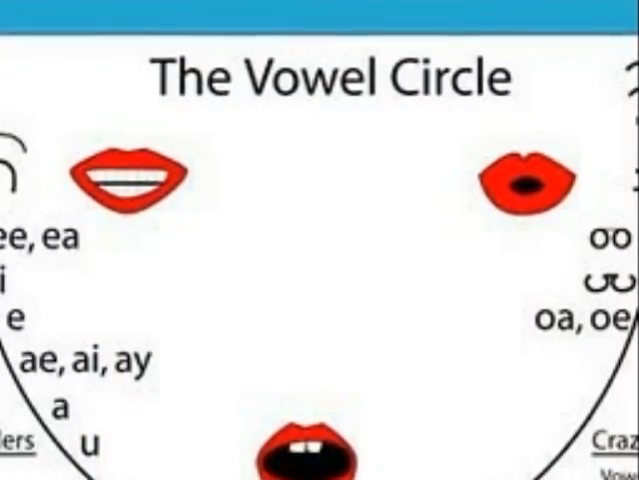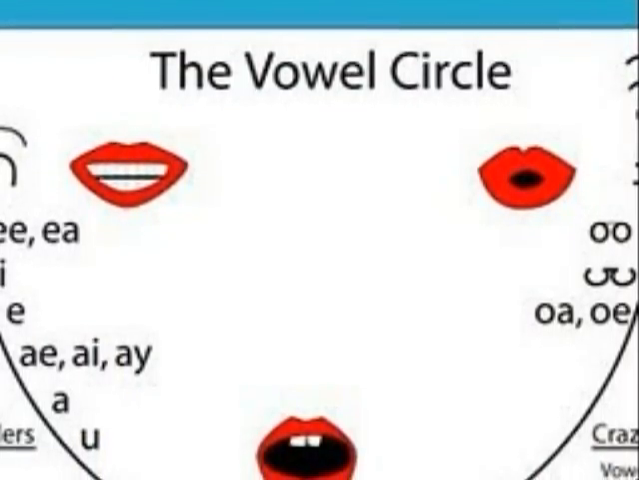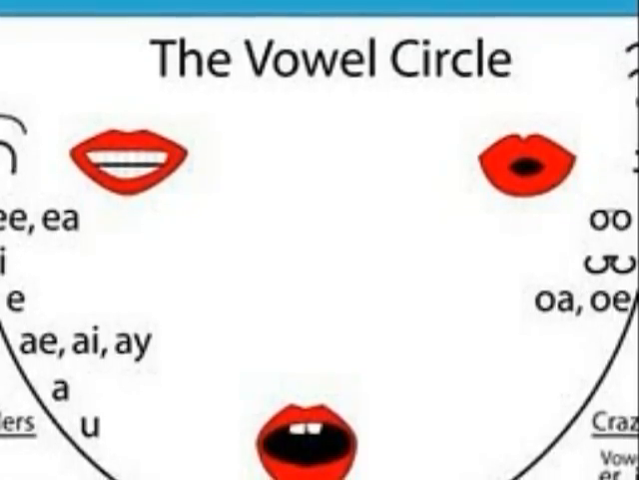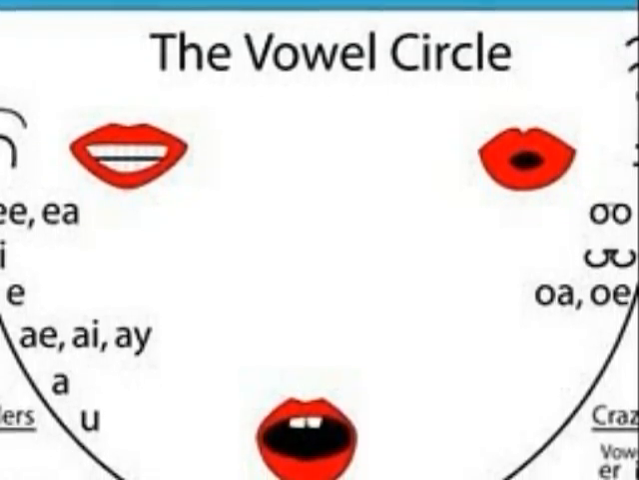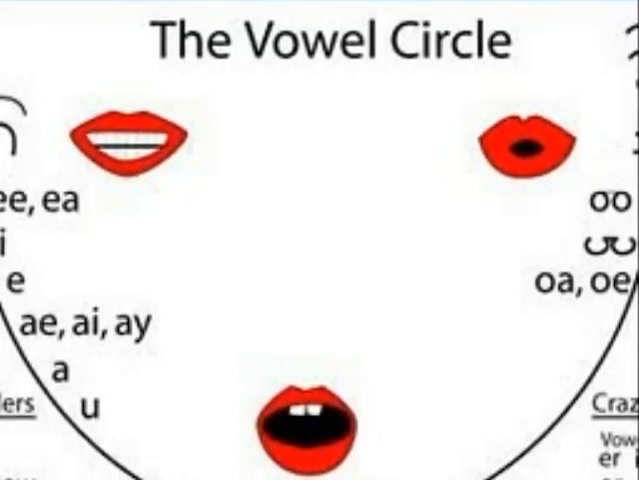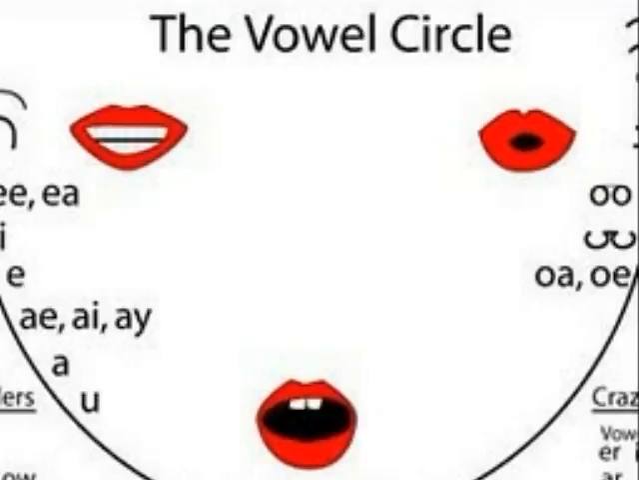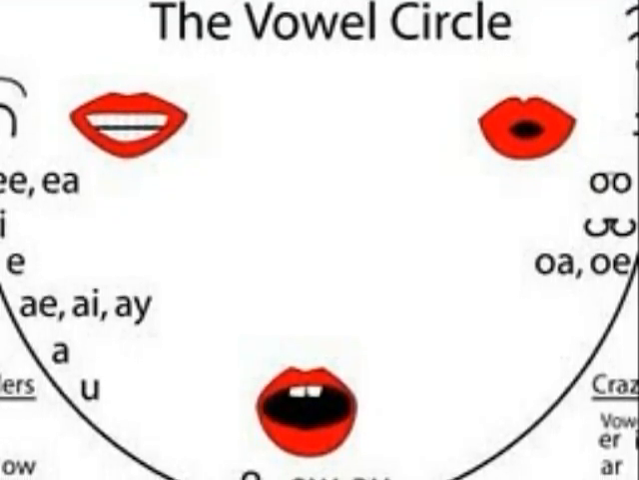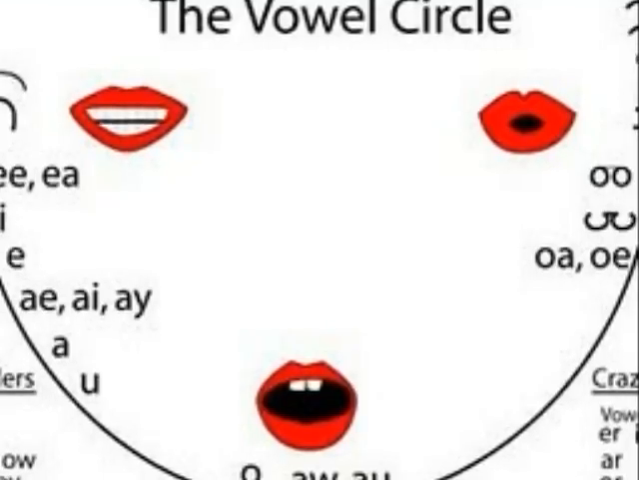This is called the vowel circle. It is used to help students recognize vowel patterns in their spelling and everyday speech. It is split up into 5 categories. The first group is the smilers. The smilers are vowels or vowel patterns that when you say it, your mouth is left in a smile-like shape.